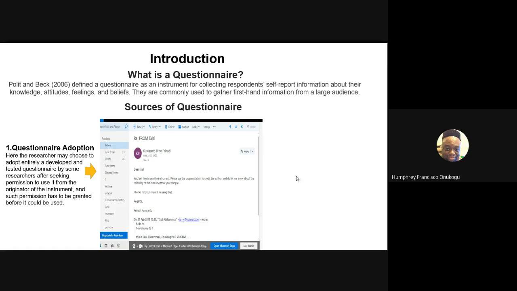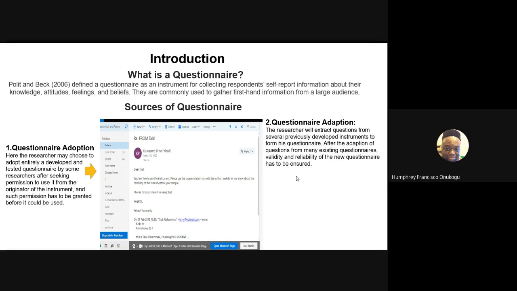Adoption is all about taking that which has been used and tested by past researchers, but we have to be careful to ensure that we seek permission. We know about piracy and the rest of them, and of course, the Turnitin test and all that. We need to seek permission, and the permission has to be granted. Here I have a sample of a permission granted form in the form of a mail to a researcher who wants to adopt a questionnaire already developed by someone else.